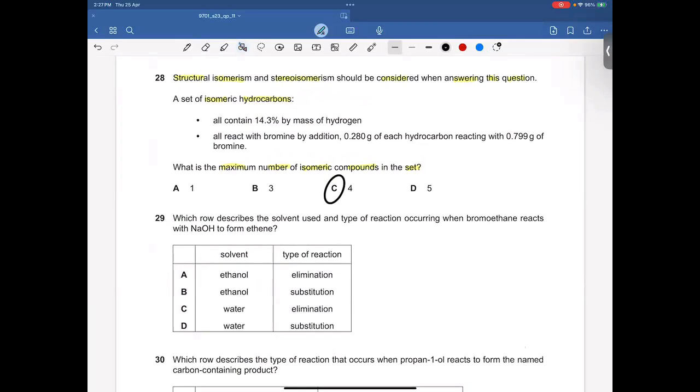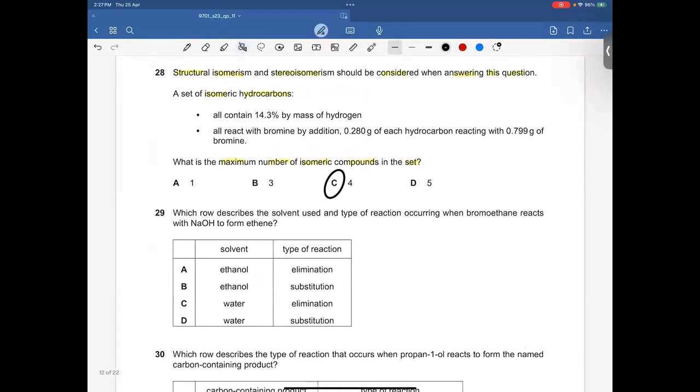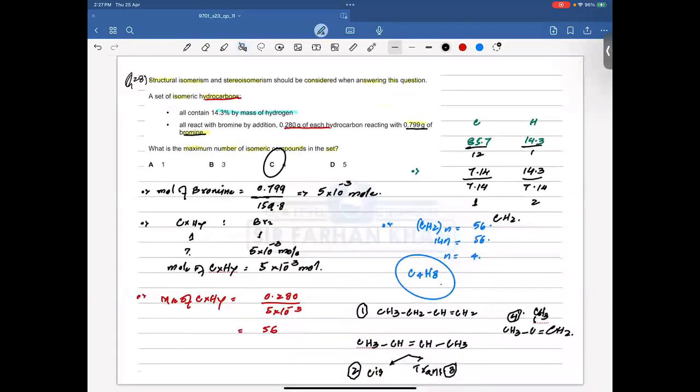That's a very, very tough question. That's a lot of calculation actually. My goodness, look at the calculation and look at the isomerism.